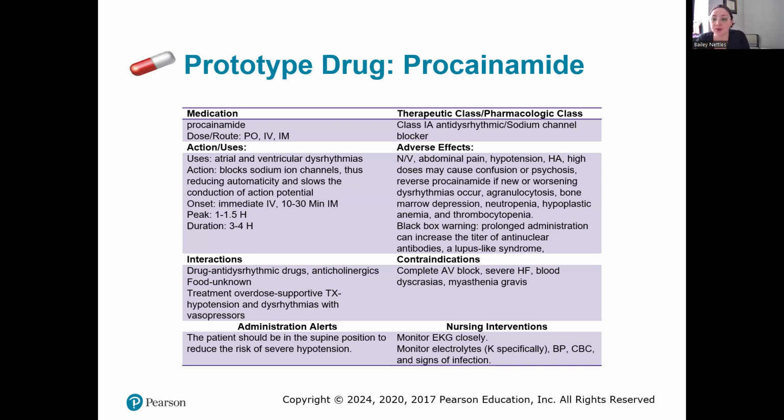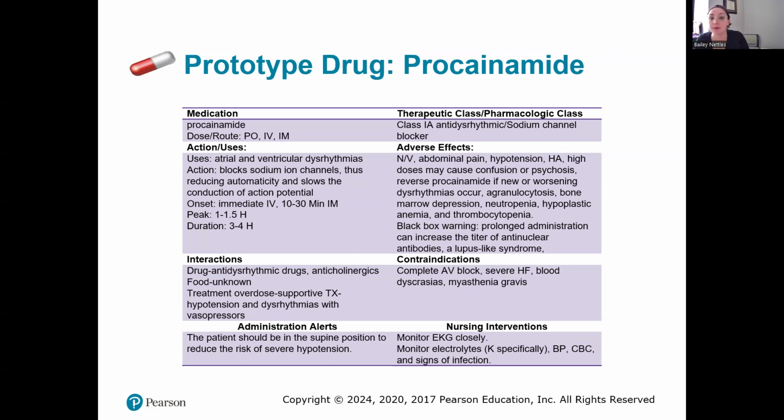Prolonged administration can increase the titer of anti-nuclear antibodies and cause a lupus-like syndrome. So it can trigger your autoimmune disorders, which is also a big deal. Other antidysrhythmics and anticholinergics we want to avoid. Overdose is supportive. So if they're hypotensive, we give them fluids or vasopressors.